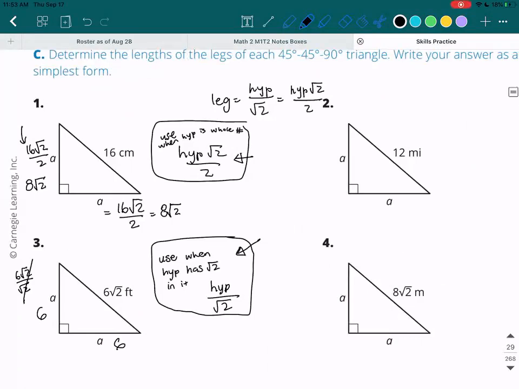Okay, so number 2 has our hypotenuse as a whole number, so we are using this hypotenuse radical 2 over 2 equation.